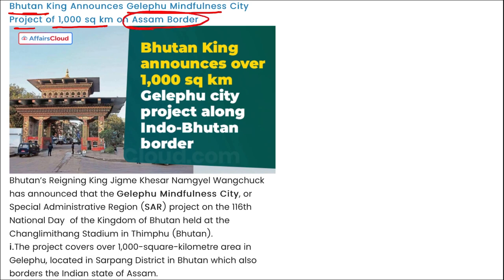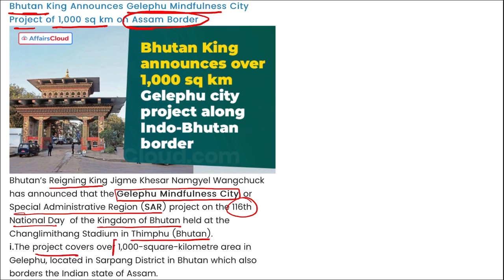Next, Bhutan King has announced the Gelephu Mindfulness City project of 1000 square kilometers on the Assam border. I repeat, Bhutan's King Jigme has recently announced the Gelephu Mindfulness City or Special Administrative Region project on the 116th National Day of the Kingdom of Bhutan, that was held in Thimphu, Bhutan only. The project covers over 1000 square kilometer area in Gelephu, located in the Sarpang district of Bhutan, which also borders the Indian state, that is Assam.